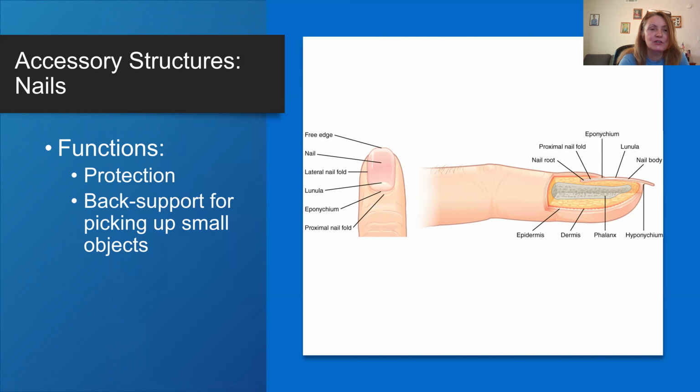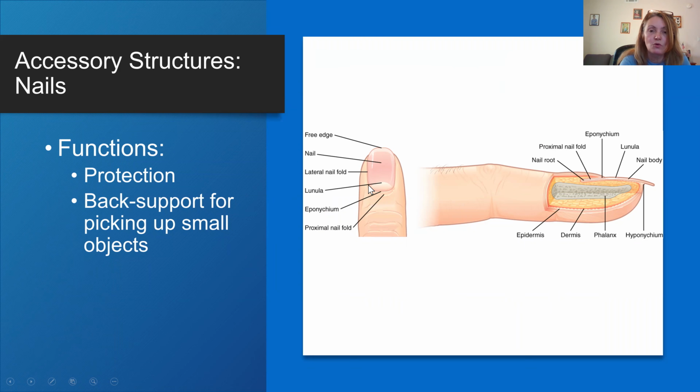Another accessory structure is your nail, and function is protection, and back support for picking up small objects. If you look at the structure of the nail, it has a nail body, right? And it has a nail root. This is where your nail root is. You have your matrix, and those are, again, keratinocytes that produce this keratin that is a part of your nail.